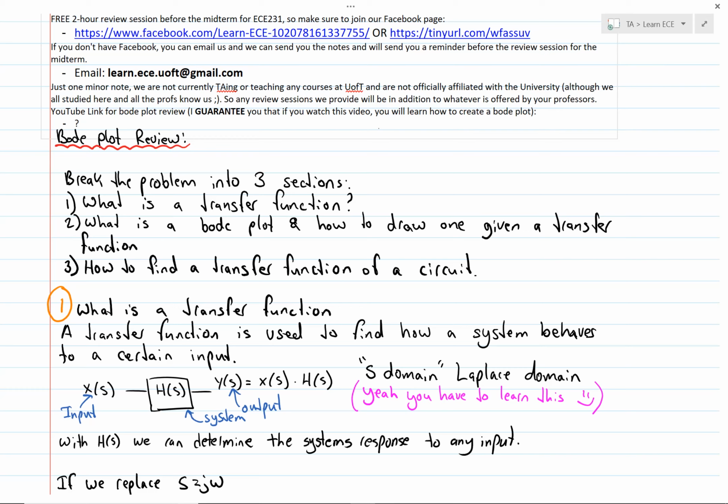So let's do a very quick review. Obviously, this won't be a complete introduction, just a little review, assuming you've seen it before. And then we'll talk about what is a Bode plot and how do you draw one given a transfer function. And then once we establish that, we'll go to the third point, which is how do you now find the transfer function of a circuit.